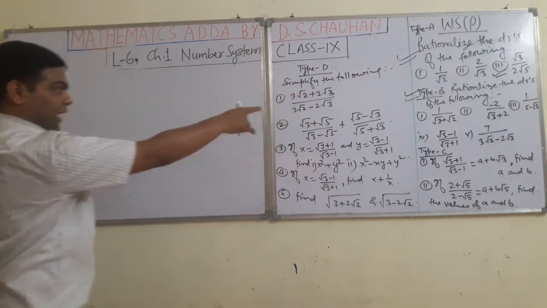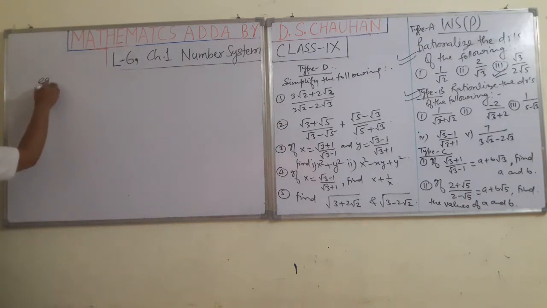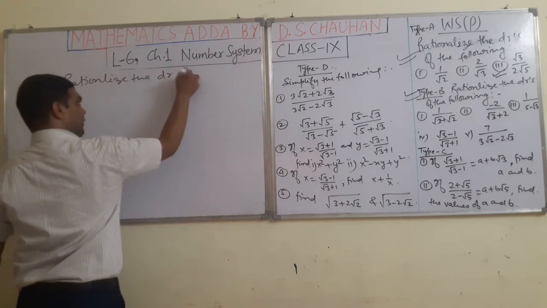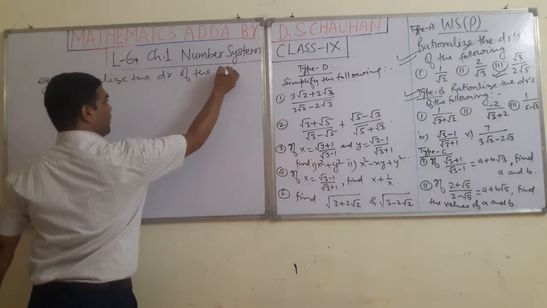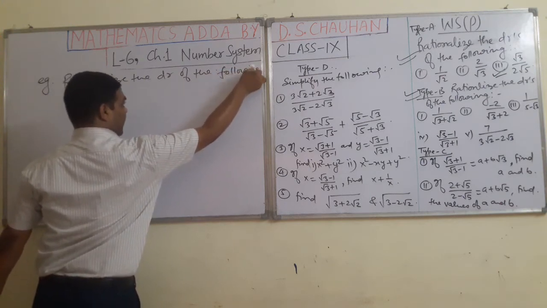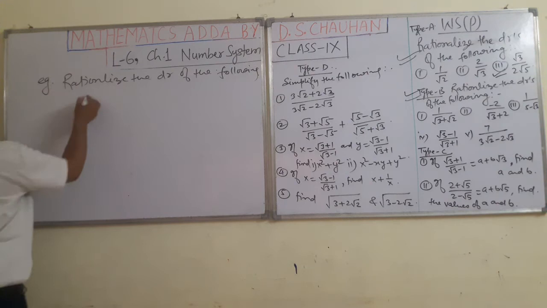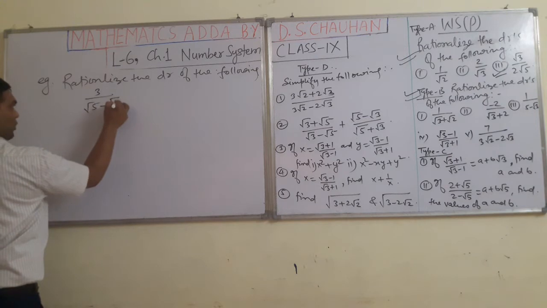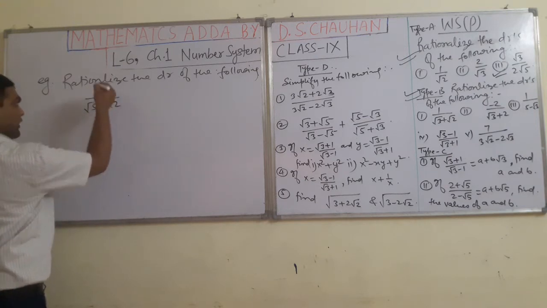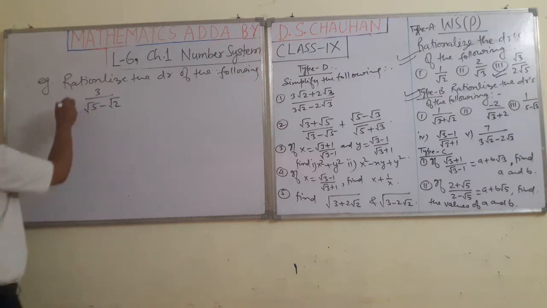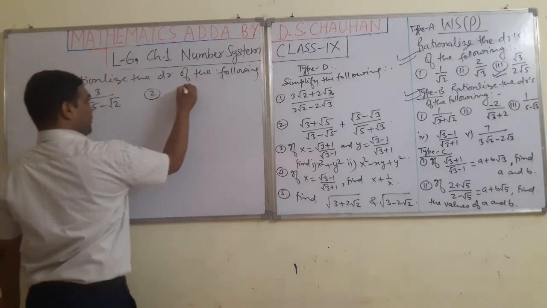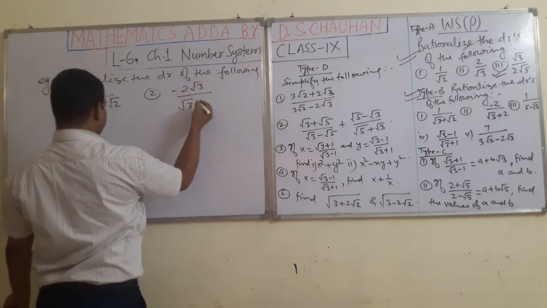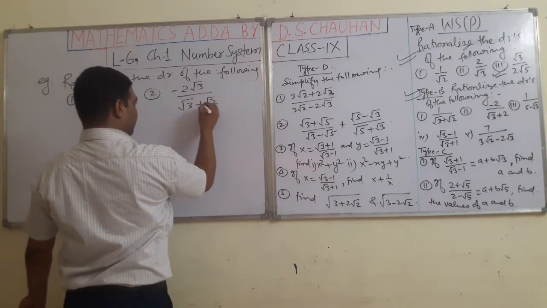Now rationalize the denominator of the following. This is the question here. Rationalize the denominator of the following real number, or you may say irrational number. Here it is 3 upon under root 5 minus under root 2. Second question: 2 minus 2 under root 3 upon under root 3 plus under root 2. This is the question here, students.